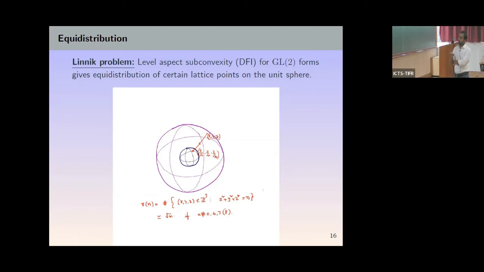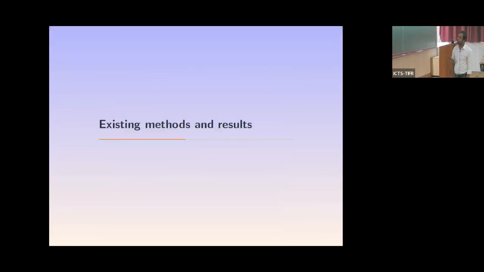And another application is quantum unique ergodicity, which you have seen in many talks, but I have not mentioned that. That is related to the subconvexity of Sym square in the level and spectral aspect. So what are the existing methods and the results? So let's see.